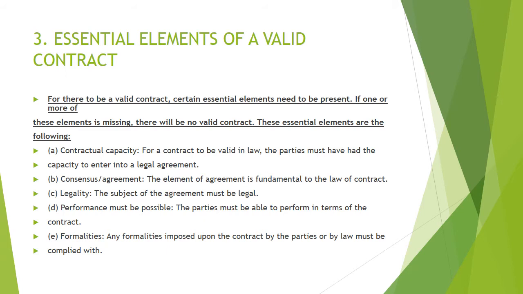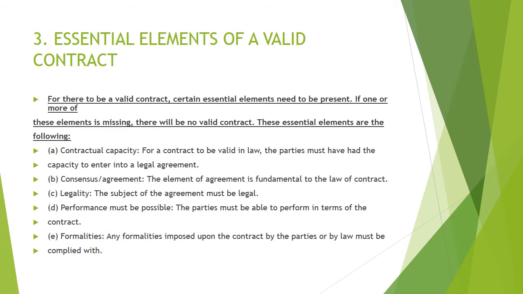Number one, contractual capacity. For a contract to be valid in law, the parties must have had the capacity to enter into a legal agreement. In other words, banalo na igunya lokungena kwesisivumelano ababantu bobabini. We are going to be looking at each of these elements in detail.